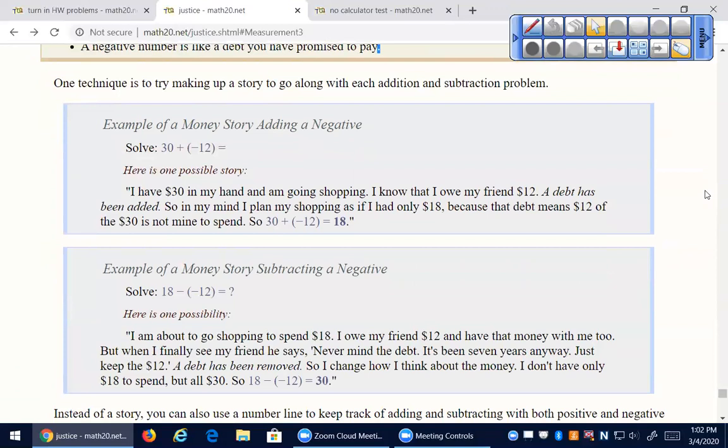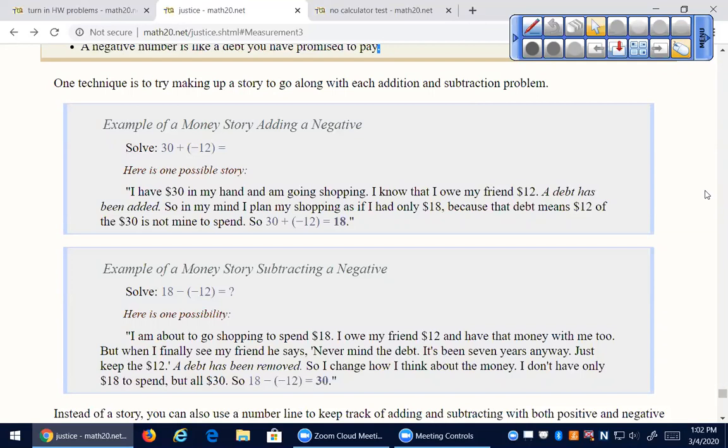What is 30 plus negative 12? You can think, well, I have $30 in my hand and I'm going shopping. I owe my friend $12. So it's really like I only have 18 to spend, because 12 is allocated already for my friend. If I spend that, he's going to get upset.